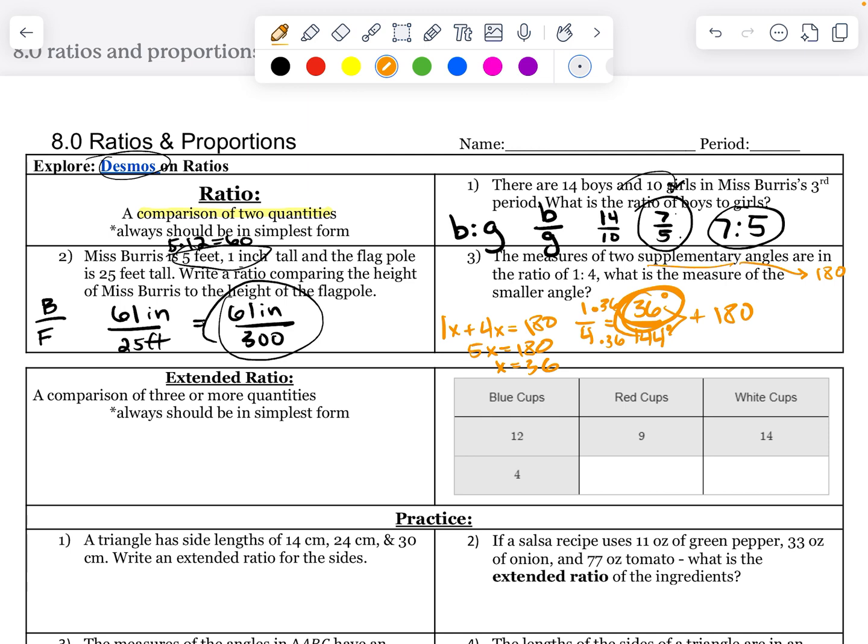It gave us the ratio. We have to go backwards into the original number. All right, so that is also an extended ratio. There was an example of an extended ratio in the Desmos.